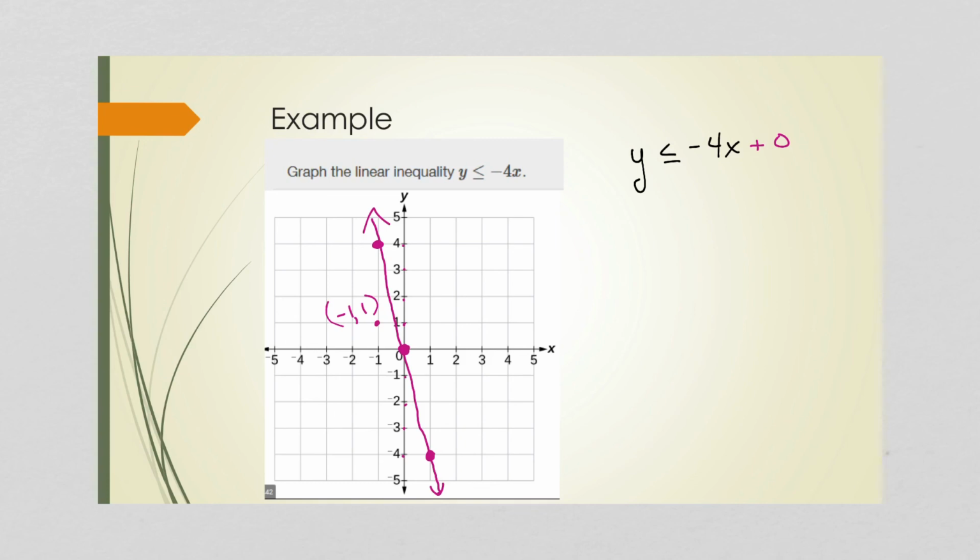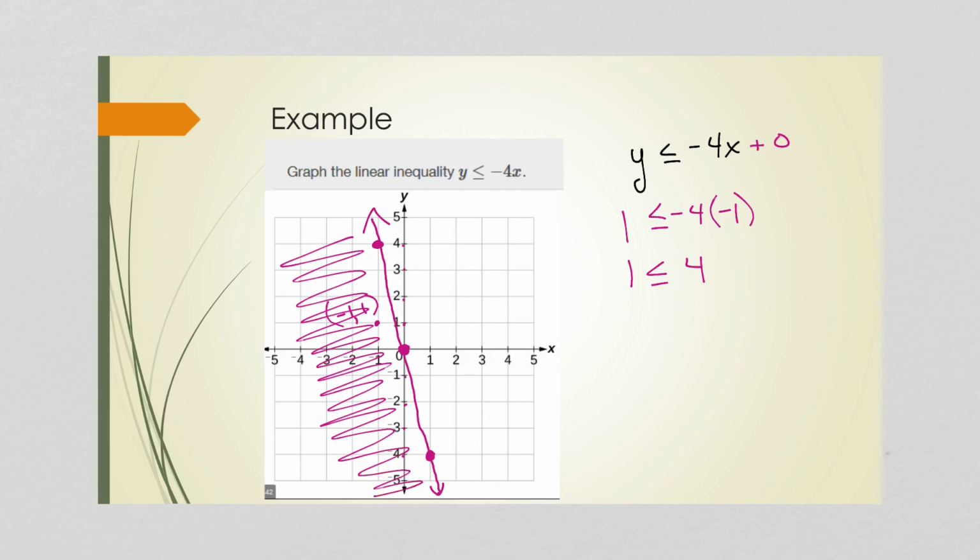So I'm going to put positive 1 in for y. I'm going to put in negative 1 for x. So 1 is less than or equal to 4. Is that a true statement? Yes. So we would shade the region that holds that point. If it was a false statement, in this case it's true, we would shade the opposite side.